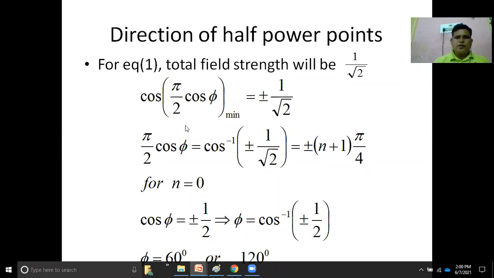Okay, for half power points, how to calculate the half power point angle? For that, this value is equal to plus or minus 1 by root 2. When this becomes plus or minus 1 by root 2, this is equal to cos pi by 4. Cos pi by 4 is equal to 1 by root 2. Suppose n is equal to 1, 2 pi by 4 means pi by 2. This is wrong. Only for cos pi by 4, cos 45 degrees, 45 degrees only we are getting.